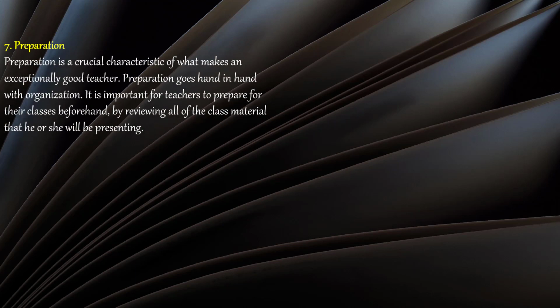Now, number 7, preparation. Preparation is a crucial characteristic of what makes an exceptionally good teacher. Preparation goes hand in hand with organization. It's important for teachers to prepare for their classes beforehand by reviewing all of the class materials that he or she will be presenting. Number 8 is discipline skills.